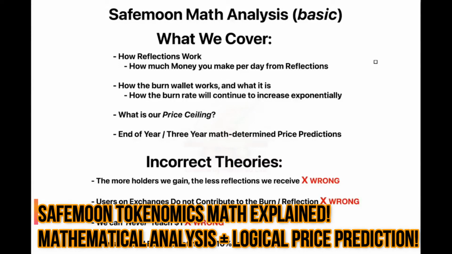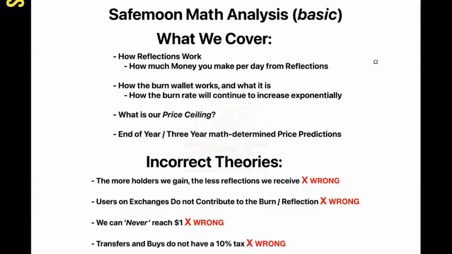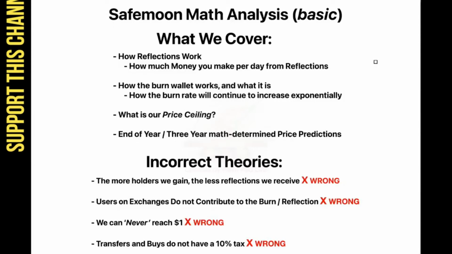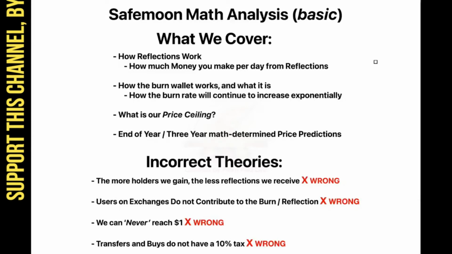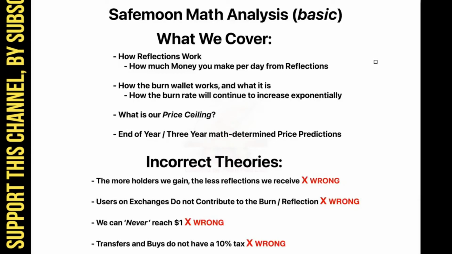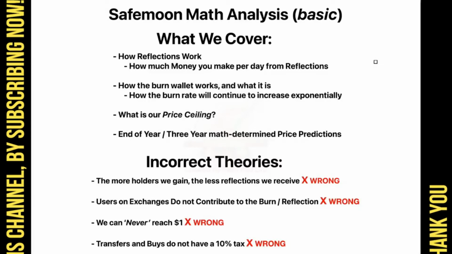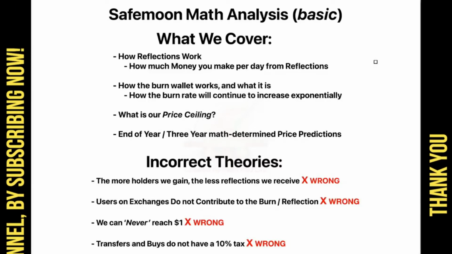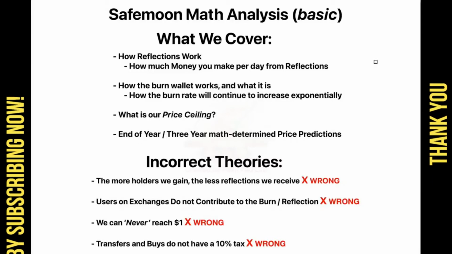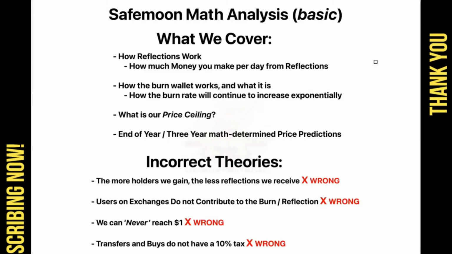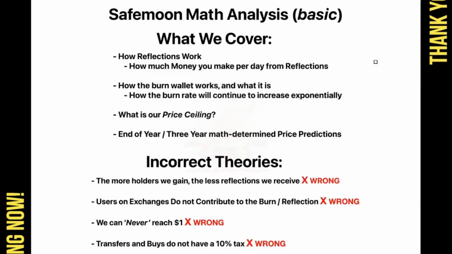I'm making this video to help clarify a lot of the misinformation going around Reddit and StockTwits regarding how reflections and burns work, and to give some mathematical analysis on the price and supply of Safemoon to help us get some hints at what we're likely to see in the future. But for starters, there are far too many incorrect theories going around as to how Safemoon's burns and reflections work, and how and when the tax is applied. There's also talk that PancakeSwap users do not get the correct amount of reflections due to more and more users joining other exchanges, but that's also incorrect.